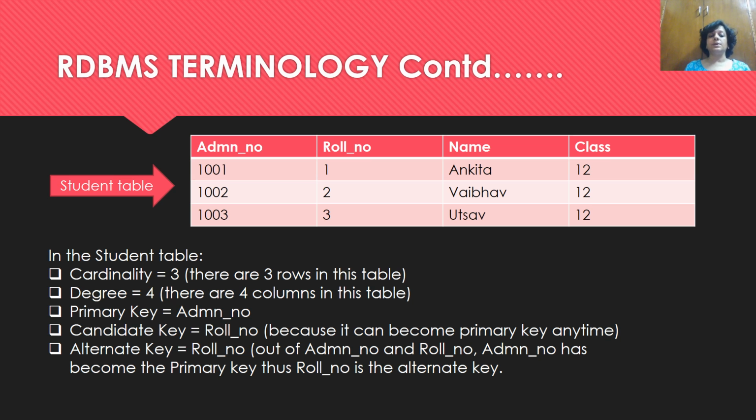Primary key of the table is admission number, because it is unique and it uniquely identifies each record of the table. The candidate key of the table is roll number, because it can become primary key at any time, because it is also unique for each record of the table. Alternate key of the table is also roll number, because it can become primary key at any time.